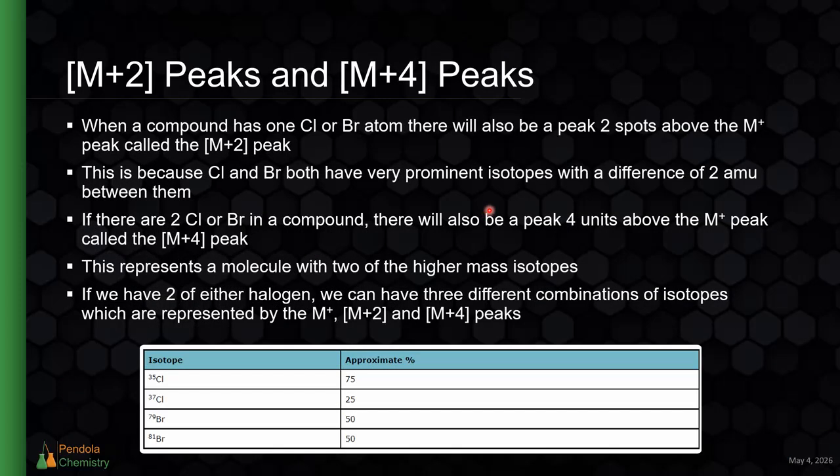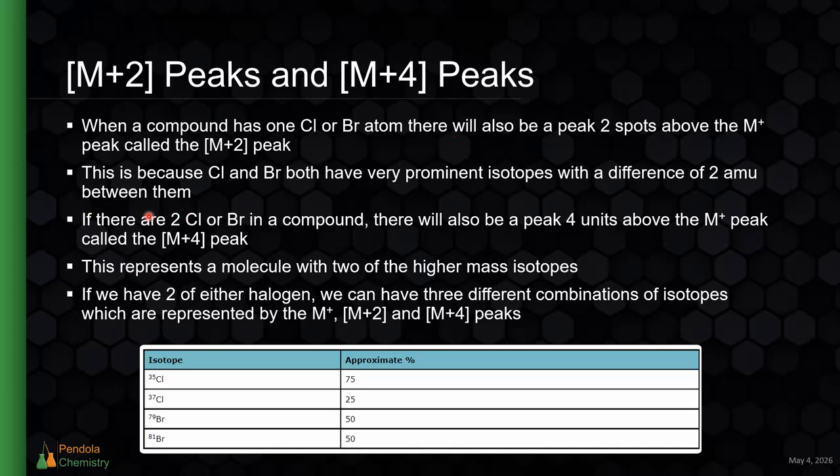Now that's M plus 1 peak. In certain molecules, specifically molecules with chlorine or bromine atoms, essentially halogen alkanes, you are going to see peaks even further to the right of the M plus 1 peak. And we call these M plus 2 and M plus 4 peaks. And what are these going to belong to? Just like with the carbon with the M plus 1 peak belonging to an isotope of carbon, when we have chlorine and bromine, we are going to have M plus 2 and M plus 4 peaks because of the isotopes of chlorine and bromine, which are very prominent.